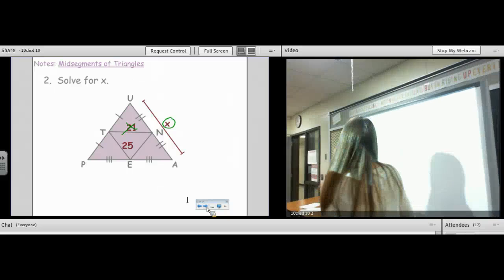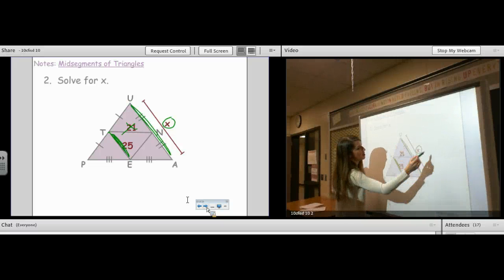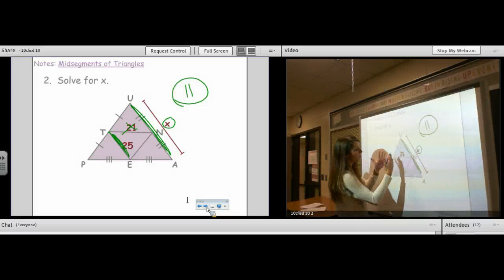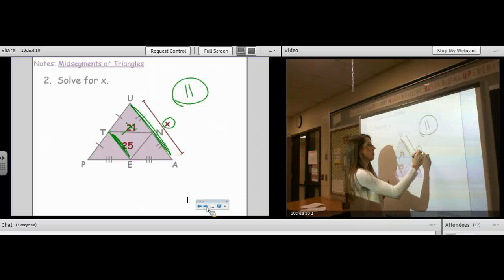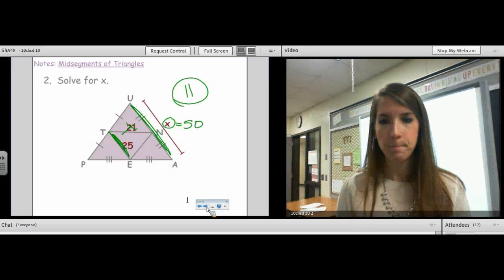What is the midsegment that goes with x? You got it. So this one is parallel to this one. You find the ones that are parallel. And then we use our rule. Our midsegment is half of our base. Our base is double our midsegment. And so x is going to equal 50. Okay?